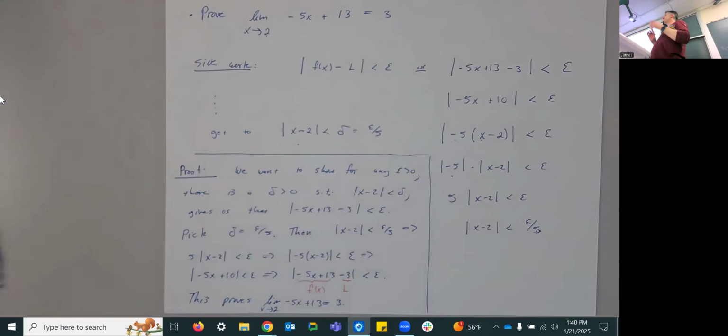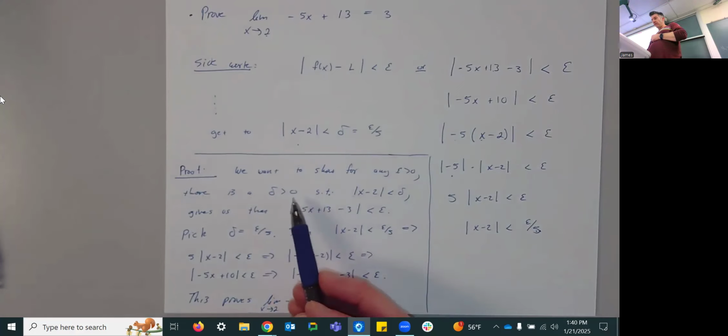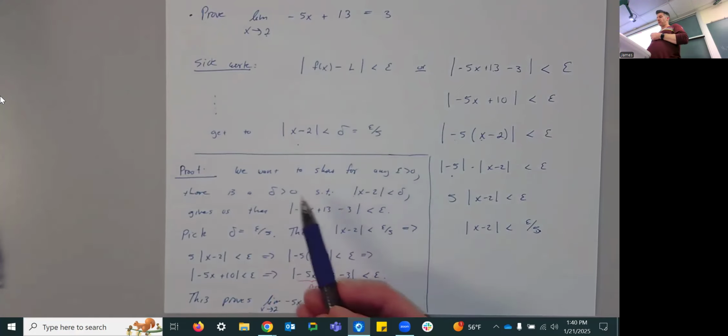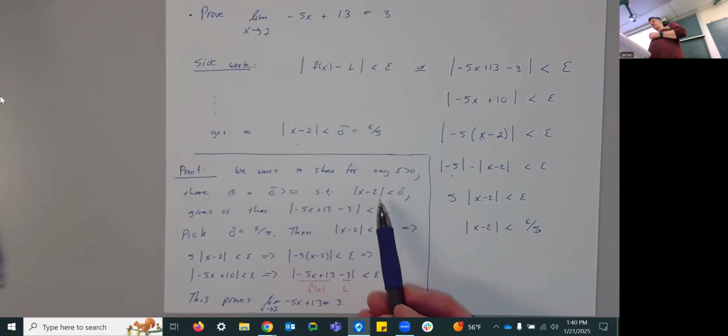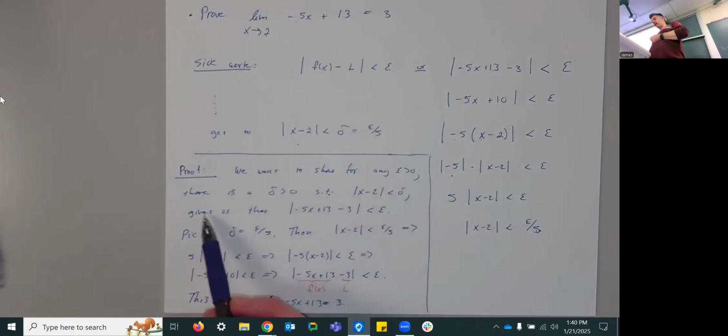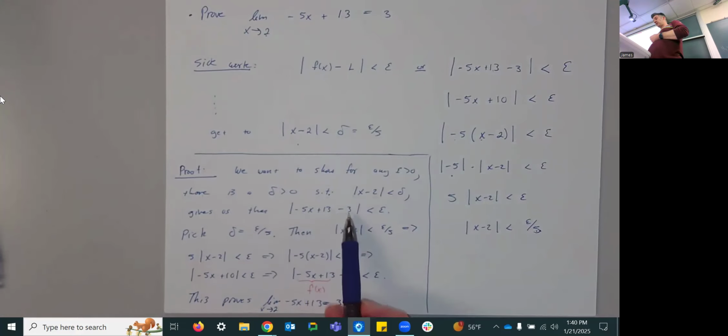So for these ones that are linear, they're not too bad. Our job is to figure out what delta needs to be and then say, great. We want to find, for any epsilon greater than 0, a delta greater than 0 such that if the absolute value of x minus 2, or x minus whatever x is approaching, is less than delta, then the absolute value of our function minus its limit is less than epsilon.